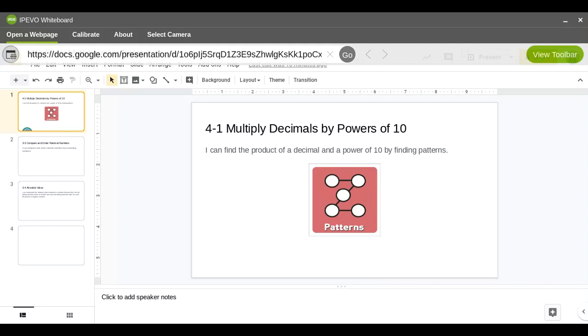Today our focus is going to be on multiplying decimals by powers of 10. Our learning target is: I can find the product of a decimal and a power of 10 by looking at patterns. So this is not our first time looking at patterns with powers of 10.